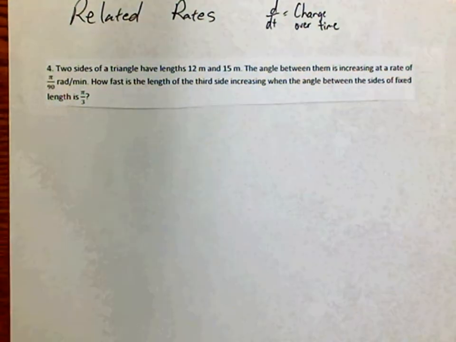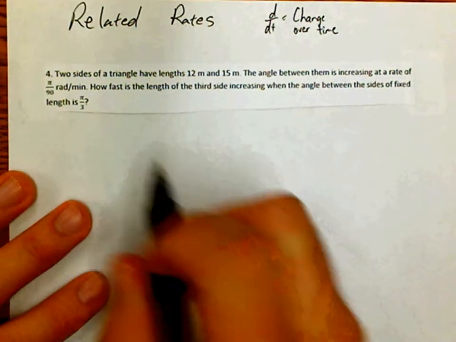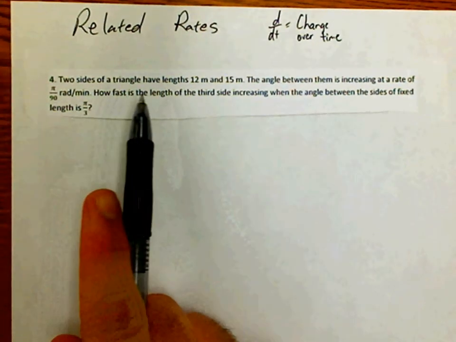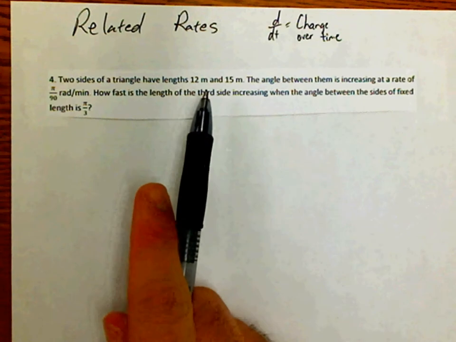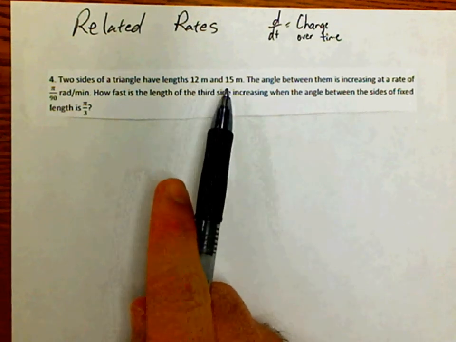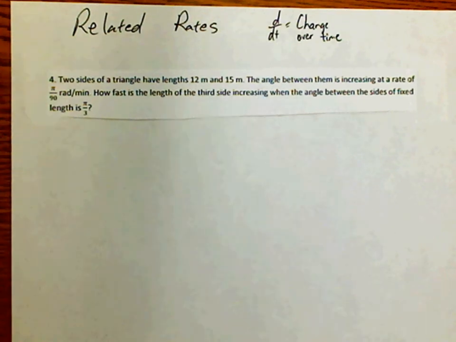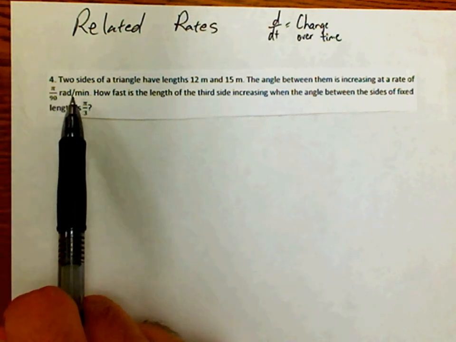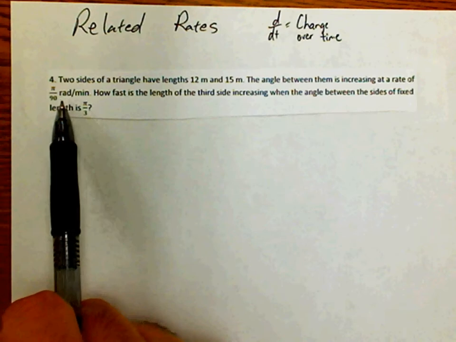All right, guys, I've got one more example for you. This was also a homework problem we had. This time we've got two sides of a triangle with side lengths 12 meters and 15 meters. The angle between them is increasing at a rate of pi over 90 radians per minute. Remember, in calculus, we don't use degrees, it's only radians.